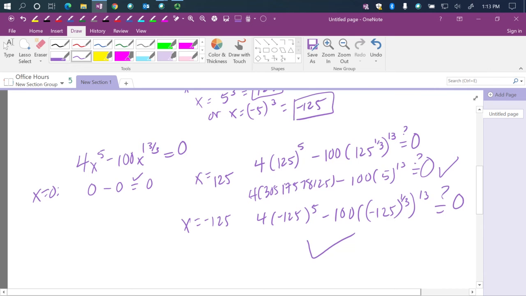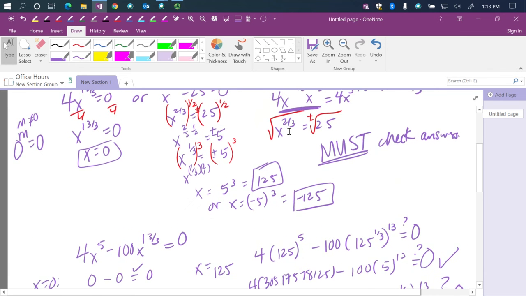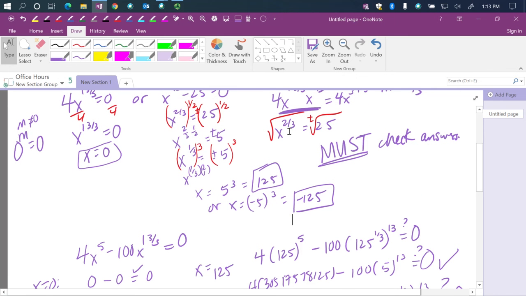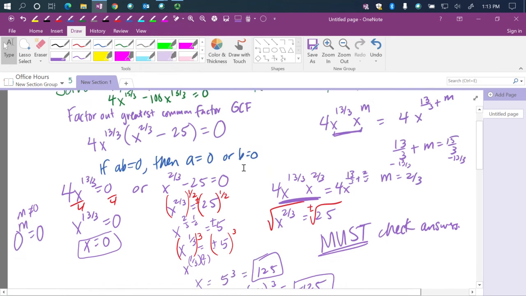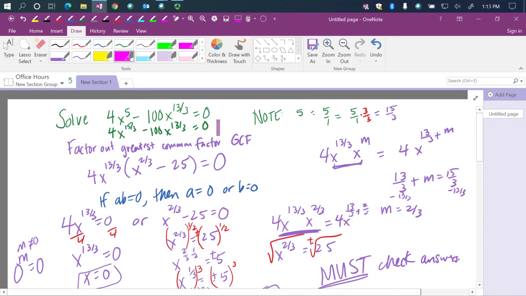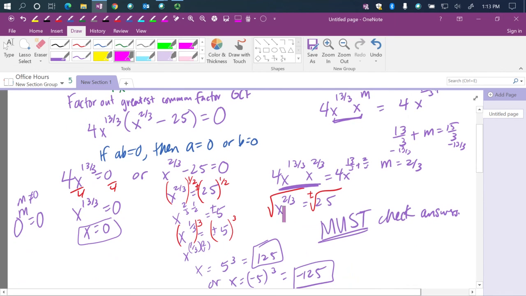So these are your 3 answers: x equals 0, x equals 125, and x equals negative 125. Okay? So our strategy again was to try to factor out the greatest common factor, set each piece equal to 0, solve, and then we had to check.